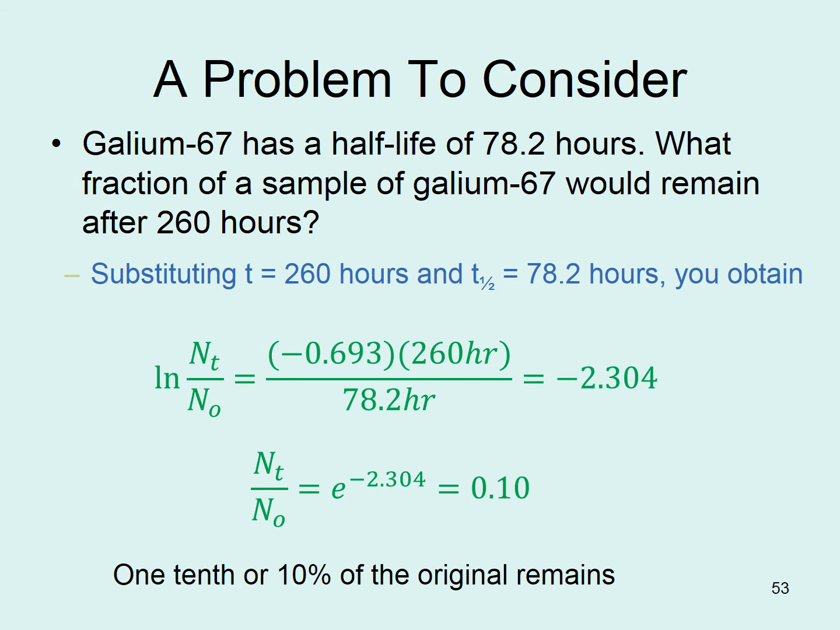So the natural log of N_t over N_0 equals negative 0.693 times time, 260 hours, divided by the half-life, 78.2, which gives us negative 2.304. Then if we do the inverse natural log, which is e, we undo the natural log, we get the ratio N_t over N_0 equals e to the negative 2.304, which is 0.1. That tells us that we have 1/10 or 10% of the original amount remaining.